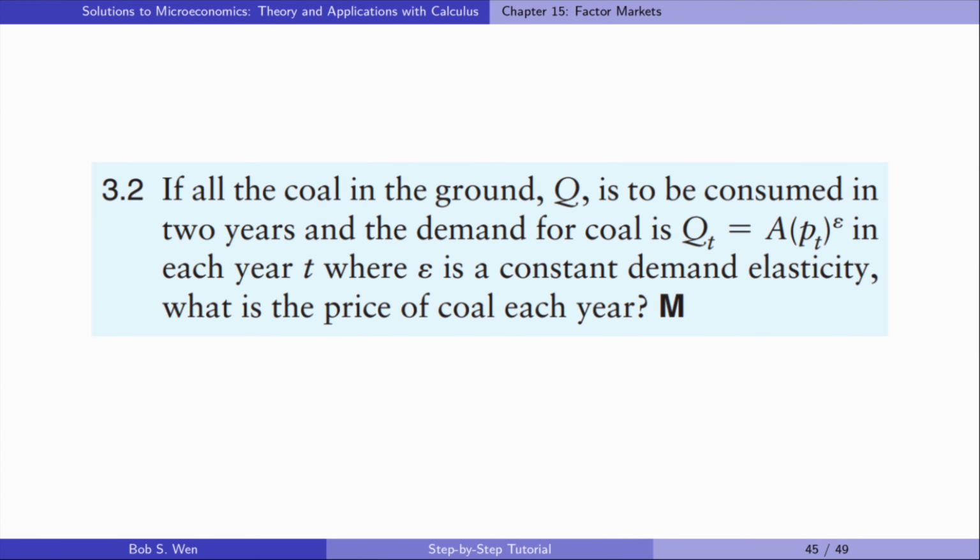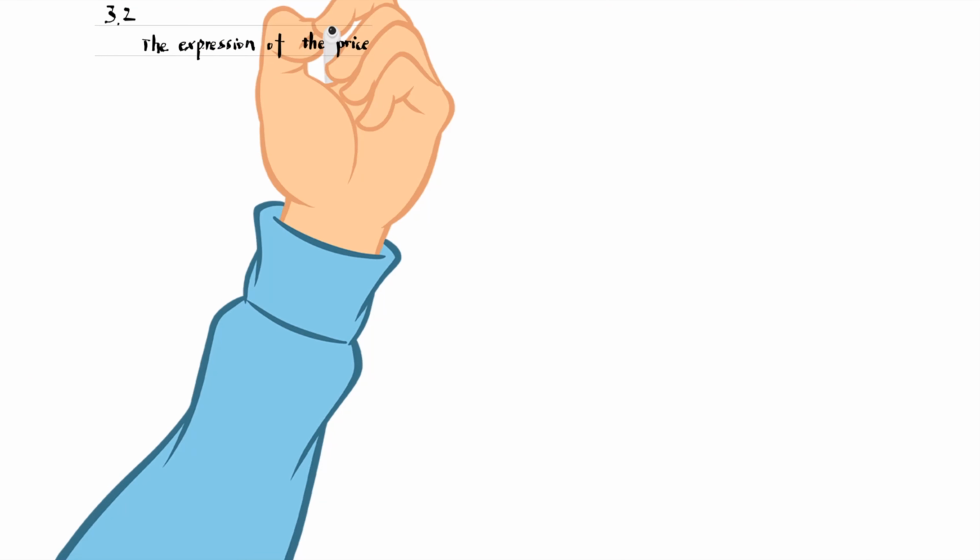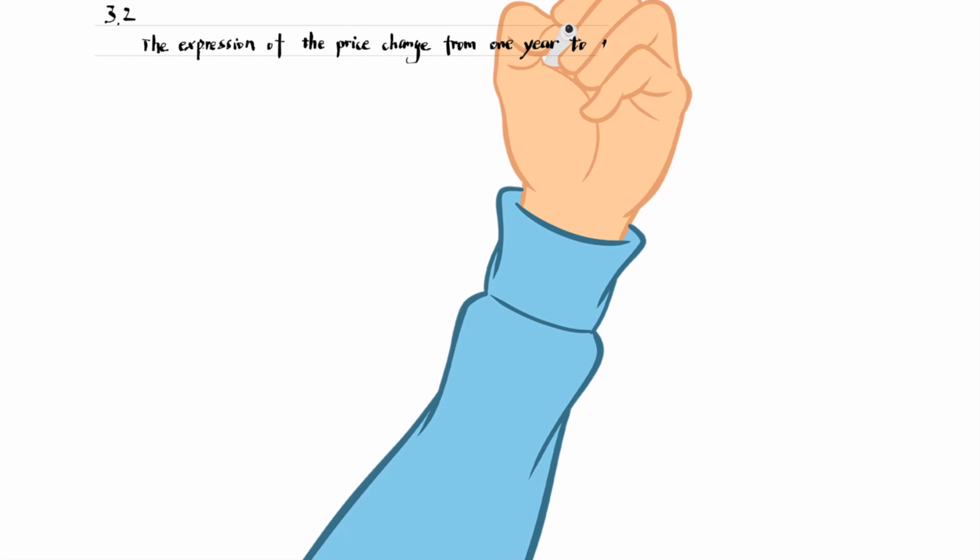Let's answer exercise 3.2. If all the coal in the ground Q is to be consumed in 2 years, and the demand for coal is as follows in each year where epsilon is a constant demand elasticity, what is the price of coal each year? The expression of the price change from one year to the next is as follows.